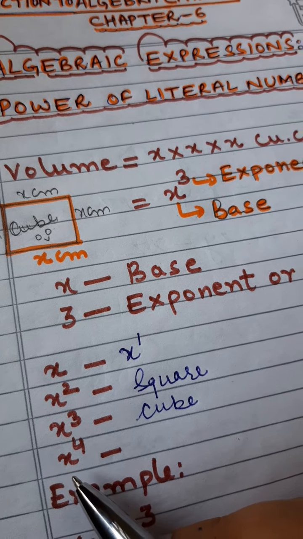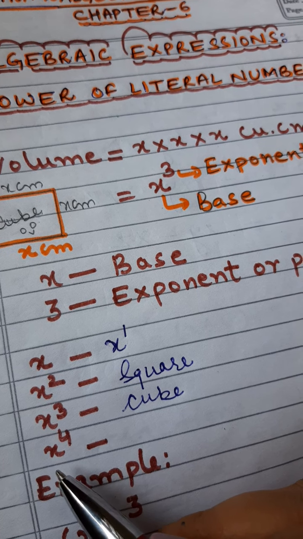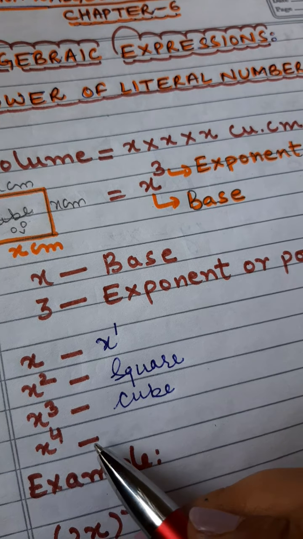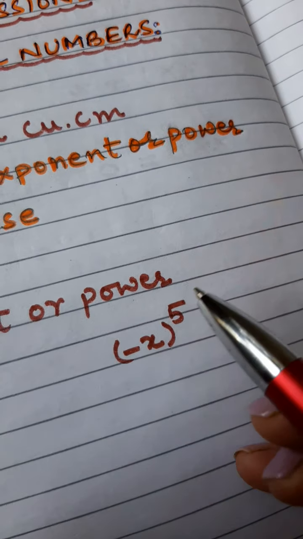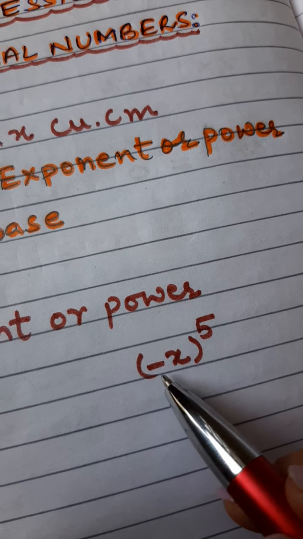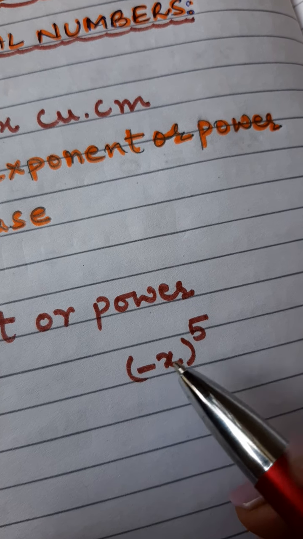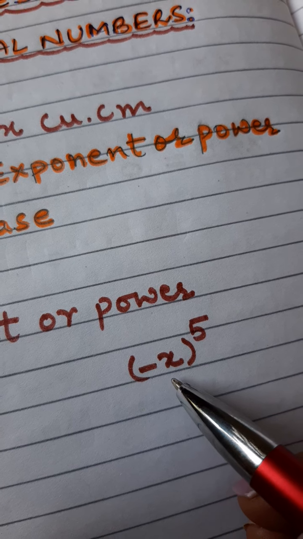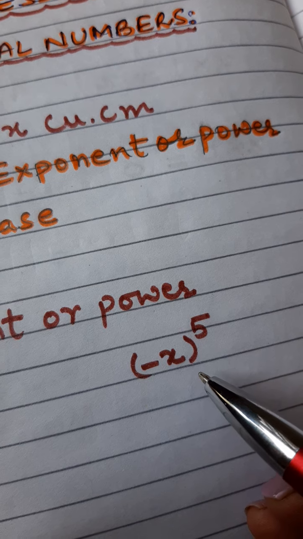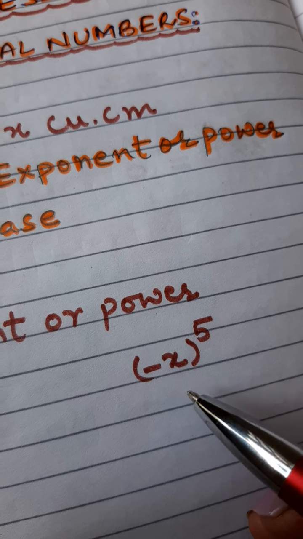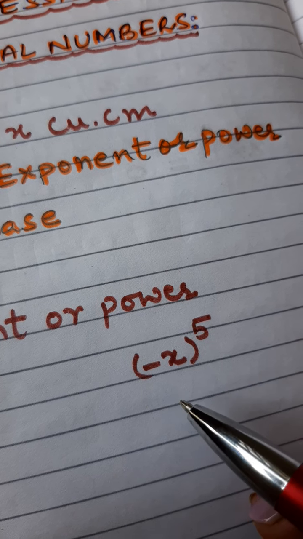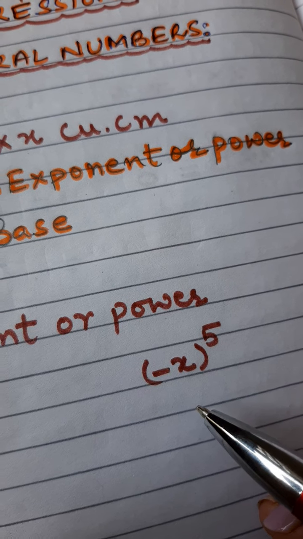For this we read it as x to the power 4, and if there is a negative base, if it is minus x, then we read it as minus x raised to the power 5, right? In a similar way, students, you can read and write the powers for the literal numbers.